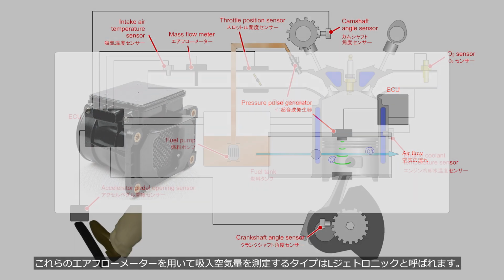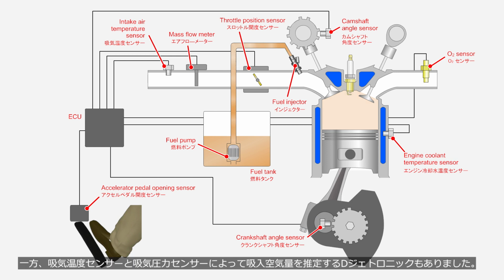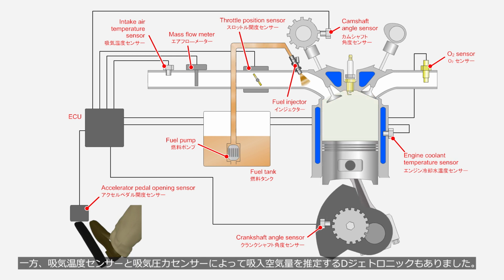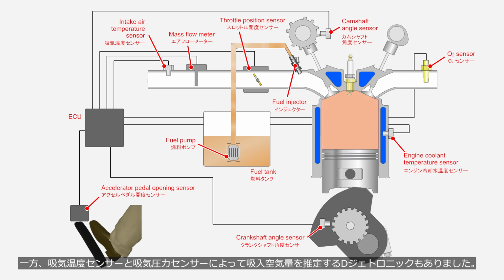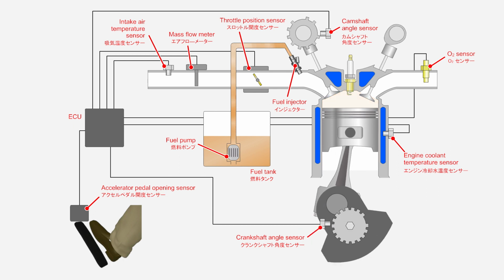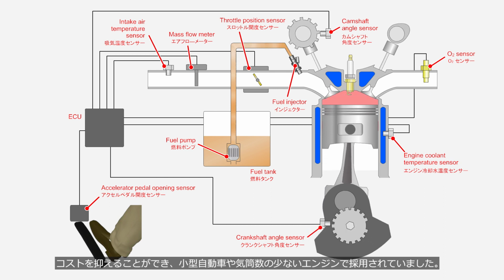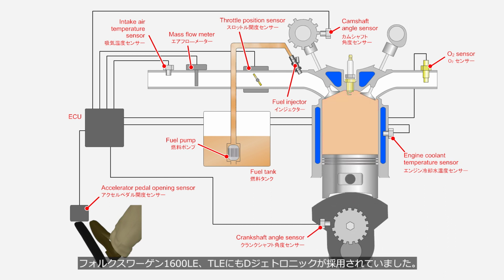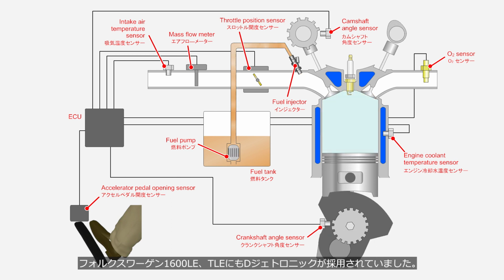The type of mass flow meter used to measure the air intake volume is called L-jetronic. On the other hand, there was also D-jetronic, which estimated the air intake volume using the intake air temperature sensor and air intake pressure sensor. D-jetronic was adopted to reduce costs and was used in small cars or engines with fewer cylinders. It was also adopted in the Volkswagen 1600 LE and TLE models.